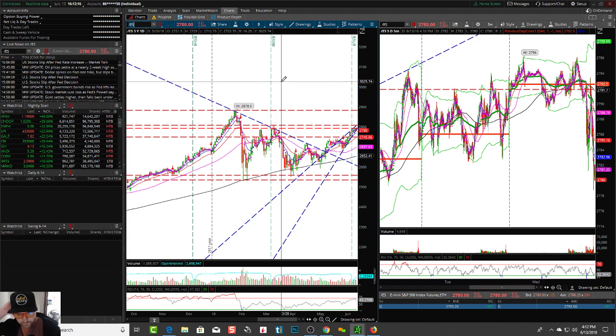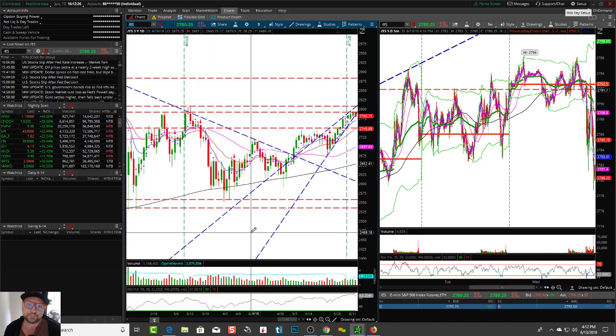It's all about patterns, guys. Support, resistance, and patterns. You have to know patterns to trade. I say it over and over again, and I'm not going to stop saying it because it is everything.